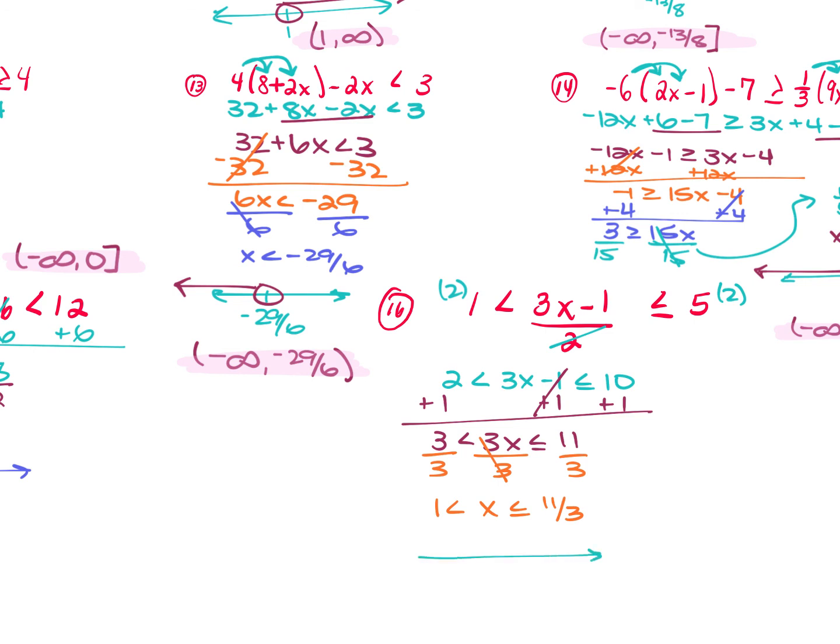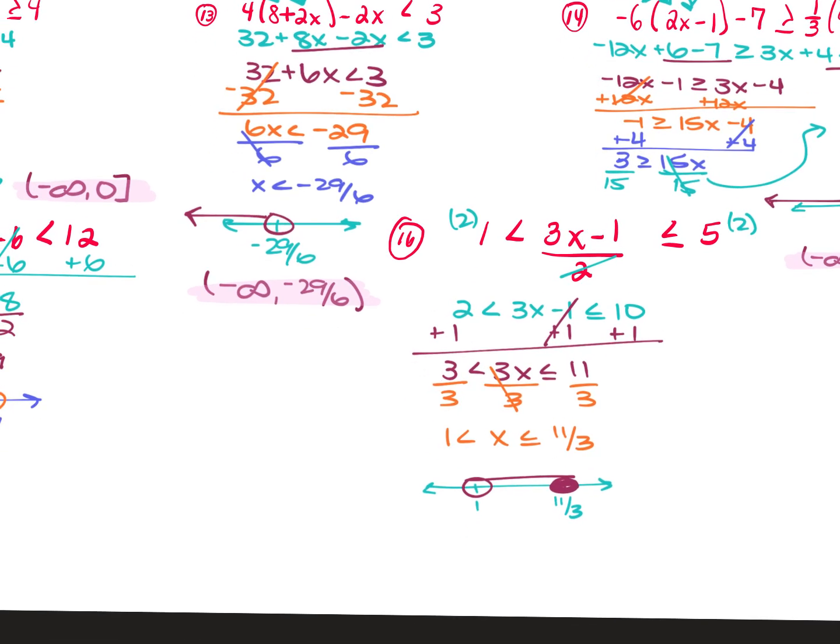So on your number line, find the 1, find the 11 over 3. The 1 gets an open circle. 11 over 3 gets a closed circle. Your line goes between them since it's an and statement. It's written like this. So your interval notation is going to go from 1 to 11 over 3. The 1 has an open circle, so it gets parentheses. The 11 over 3 has a closed circle, so that gets the bracket.